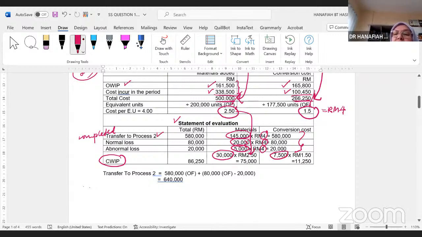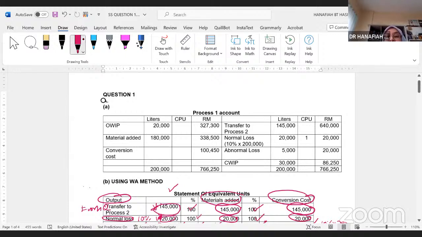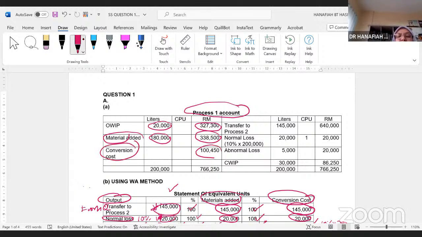You take 7,005 times 150. So that's why you have 86,250 for the closing work in progress. Okay, and once you have finished all the calculation, now you can go to the process account. Now only you can fill in the opening work 1,000, and the amount here, material added 180 is 338. Okay, conversion cost is 10,450.